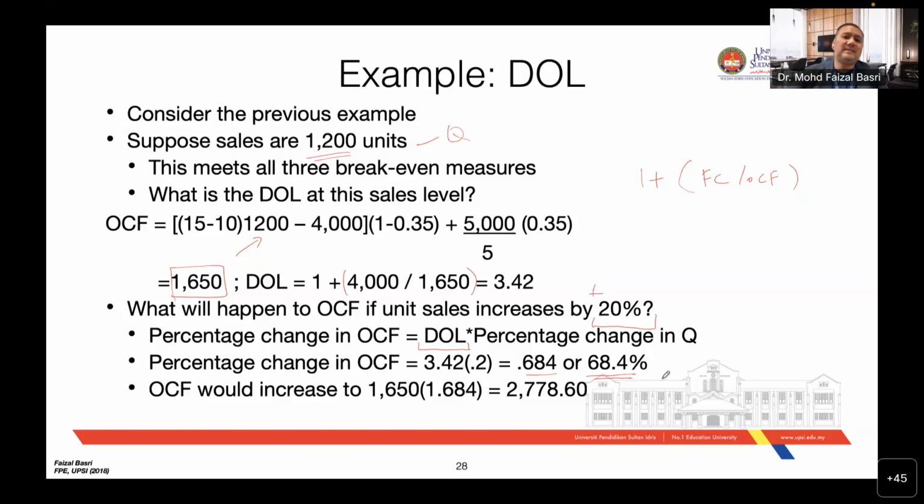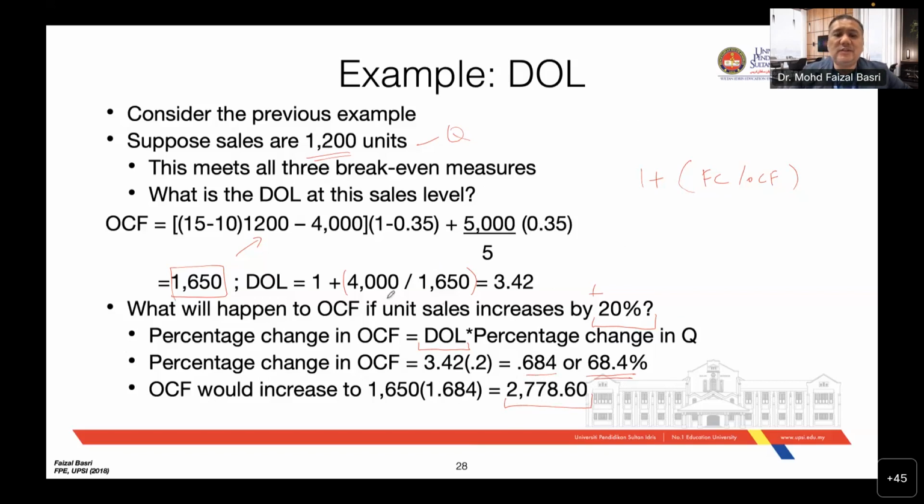Okay, so if you want to translate it into figures, we have our original OCF. The original OCF was 1,650. For this increment in quantity, the OCF will increase by this much, 68.4%. So what you need to do is take the 68.4% change plus 1,650, and you get this value, 2,778.60. You increase the original OCF by 68.4%. So therefore, the OCF will increase to 2,778.60. Okay, is this okay? This would be our measurement for degree of operating leverage.